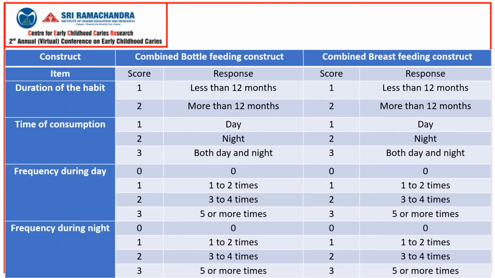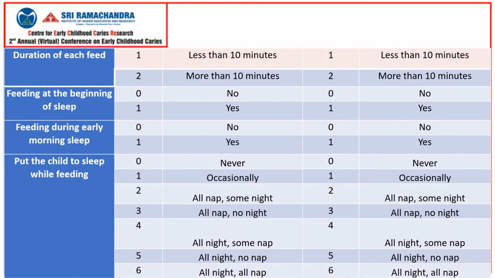So we can see that, as I said, each of the items and what was the score given based on the response options. So the duration of habit, time of consumption, frequency during day, frequency during night. A higher score like 3 was given if it was 5 or more times. Next, again, for the other duration of each feed and the 3 feeding patterns, if they had, it was a score of 1 and did not practice, a score of 0.